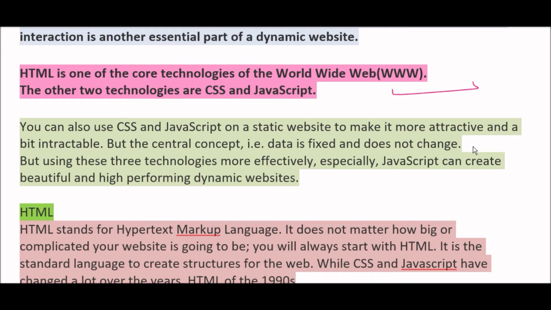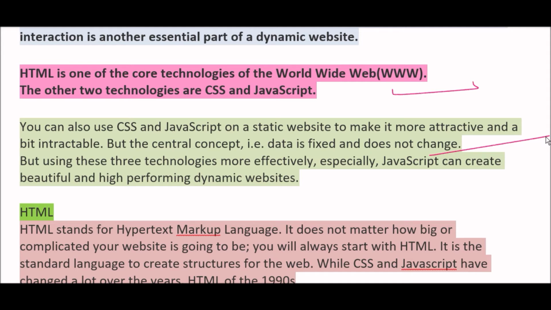You can also use CSS and JavaScript on a static website to make it more attractive and a bit interactive. But the central concept, that is data, is fixed and does not change. Using these three technologies, HTML, CSS and JavaScript, you are able to create a more effective, attractive and dynamic website. Especially JavaScript can create beautiful and high performing dynamic websites. So don't worry, we will discuss all these three technologies in depth in upcoming lectures.